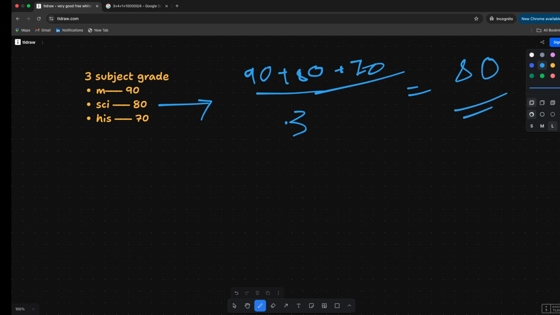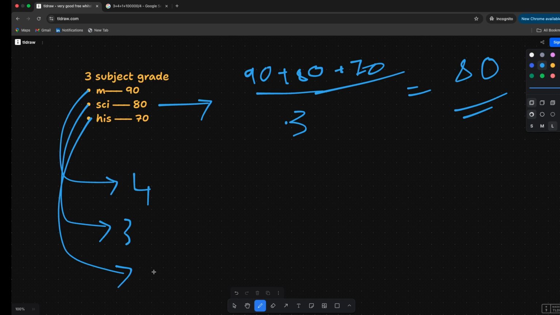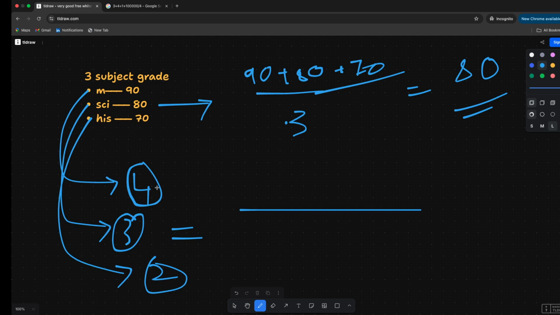Now suppose that he has taken different credit hours. For example, math has 4 credit hours, science has 3 credit hours, and history has 2 credit hours. Credit hours is basically the number of classes he had. So he attended 4 classes to obtain 90, here he attended 3, and here he went for 2 history classes.